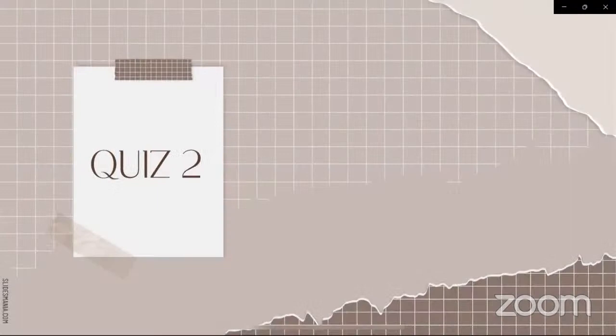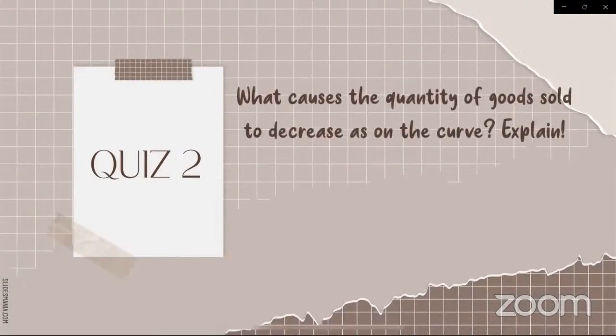Now, let's go to quiz 2. The question is, what caused the quantity of goods sold to decrease as on the curve? Explain. You guys still have 3 minutes to answer it. It starts from 3, 2, 1.